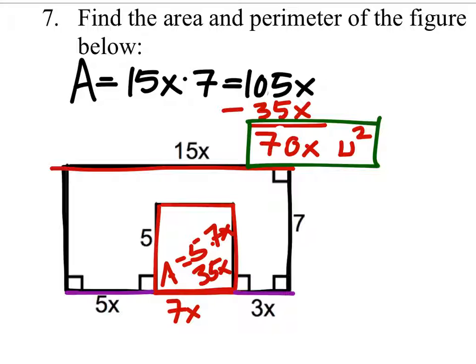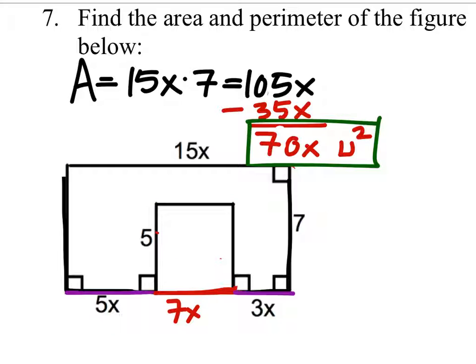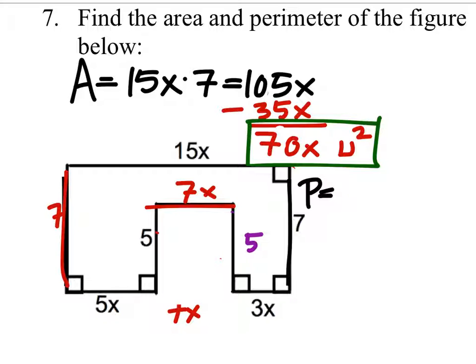But it also wants perimeter. So with this, I'm going to go back and label this one as 7x. And then we know this one also is 5. So then I can get rid of this stuff. Now, if I look at the perimeter, I'm just going to add all these up. I'll start with the left side, which again we could label that as 7. And then I will go clockwise.